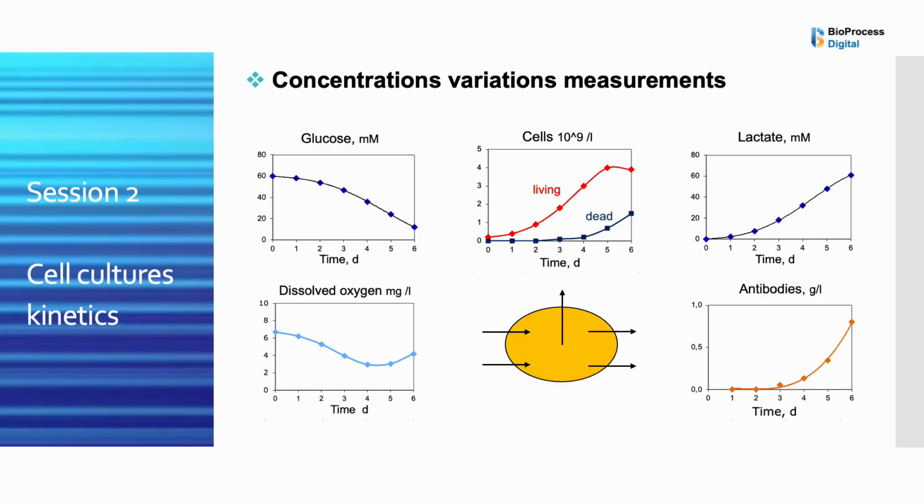In both batch and continuous cultures, you will measure the time-dependent variations of key components in the cell culture, including substrates, glucose, glutamine, and oxygen, viable and dead cells, metabolic byproducts, lactate and ammonia, and the produced monoclonal antibodies.